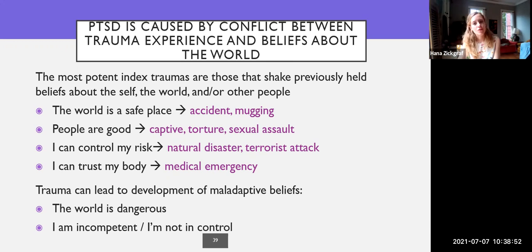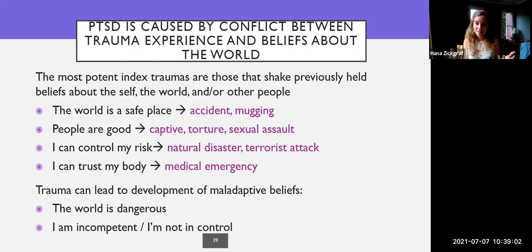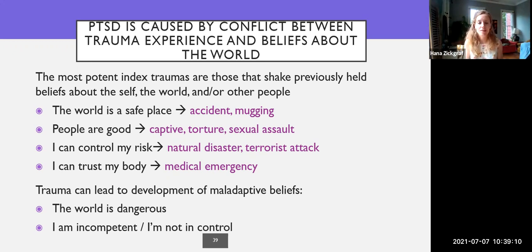If you believe that you're in control, that you can manage and mitigate risk in your life and basically prevent bad things from happening to you, and then something uncontrollable happens, like a natural disaster or a terrorist attack, that shakes your belief in control. And if you feel safe in your body and believe that you can trust it and control what happens to it, and then you experience a sudden illness or a medical emergency, that really shakes that belief too. And actually being in the intensive care unit is one of the most traumatic medical experiences, and it's a major cause of PTSD, even though it's not an interpersonal trauma.